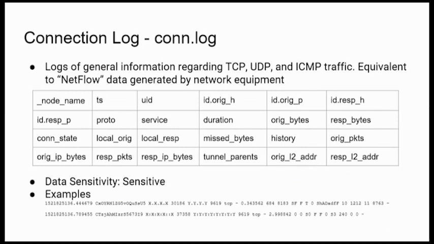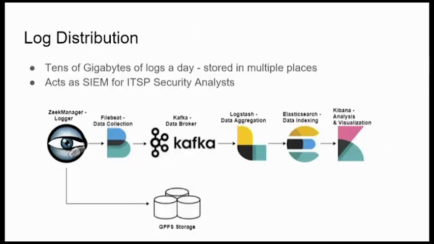So here's an example of the connection log. This is conn.log. You can see, like the originating IP address. You can see the responding IP address. We mark these with different levels of sensitivity. So this one is sensitive because it contains IP addresses. Once again, we're looking into anonymizing this data so that researchers are able to use it. And determining these sensitivity levels has been part of getting that set up. Below, you can see an example of what the log actually looks like in practice.